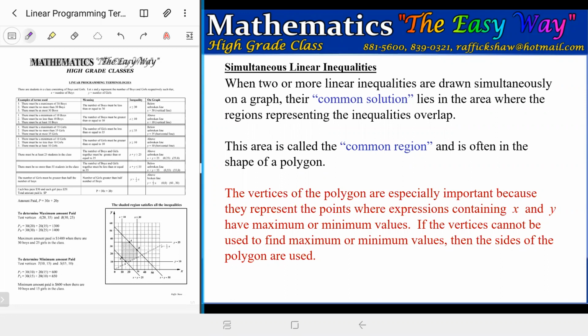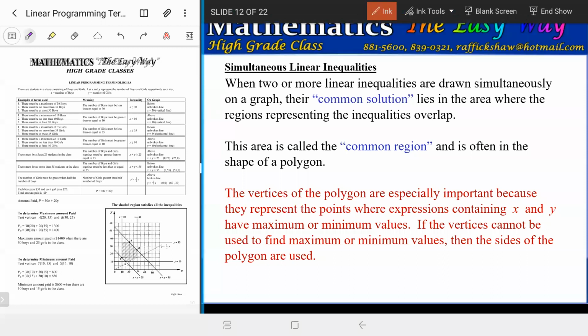Now, this last part in red is very important. It says the vertices of the polygon are especially important. The vertices. So what do we mean by the vertices? Meaning where the lines meet, right? So if you have 3 lines, and this is a common region between the 3 lines, then we're talking about these vertices here, here, here, and here. Those vertices are particularly important because they represent the points where the x and y values are valid in this common region.